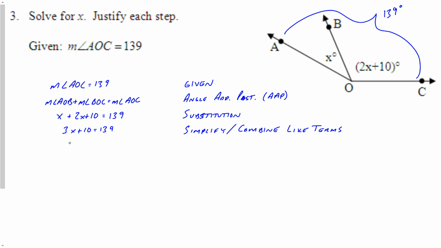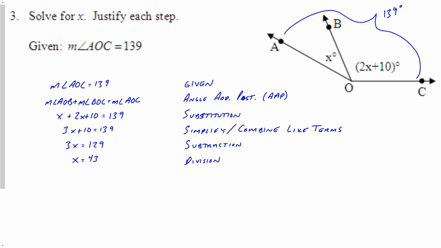Now the next step, we'd have to subtract 10 from both sides, so we get 3x equals 129. That's the subtraction property of equality. I'm going to be all right if you just write subtraction. And then lastly, we'd have to divide by 3, so that x equals 43. And we there used the division property of equality.